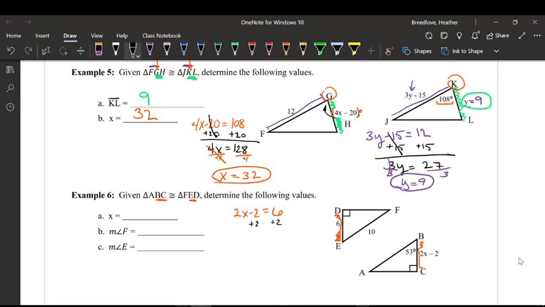Let me solve that one. So I add 2 to both sides to cancel out the negative 2. 2x equals 8. And then divide by 2 to get x by itself. So x equals 4.